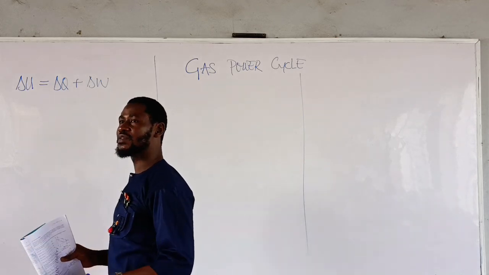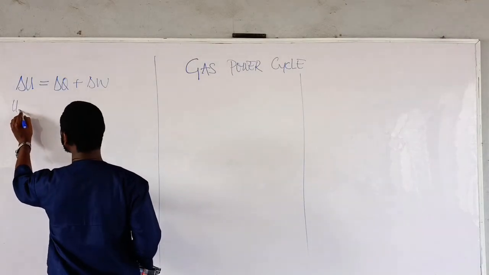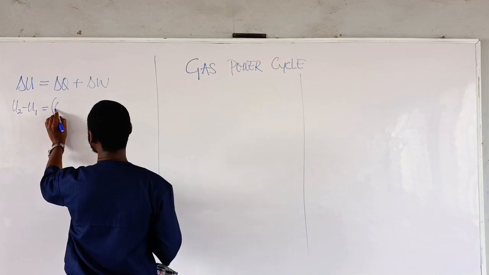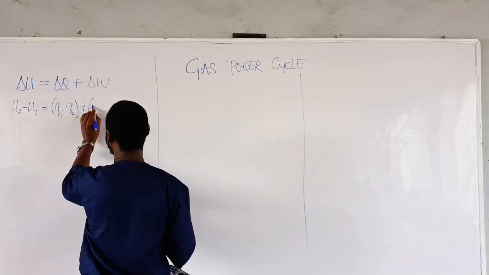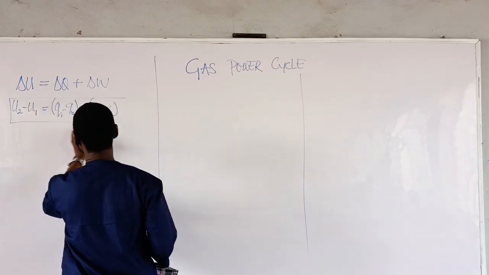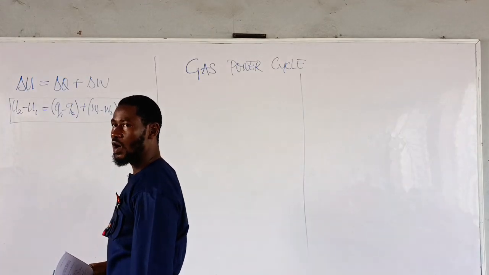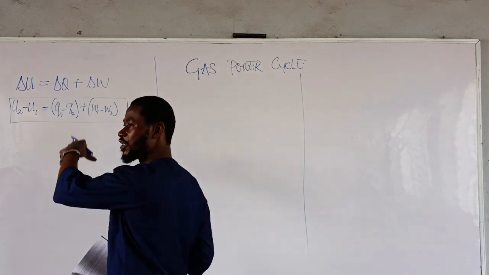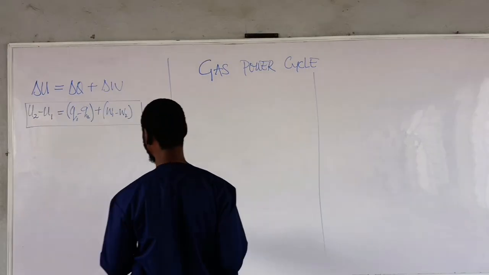Therefore, if we are analyzing state 2 to state 1, for example, we have U2 minus U1 equals Q1 minus Q2 plus W1 minus W2. Now, let's consider the PV diagram and the TS diagram of the Otto cycle. It is from that diagram that we are going to be analyzing the efficiency that we want to get out of the whole thing.